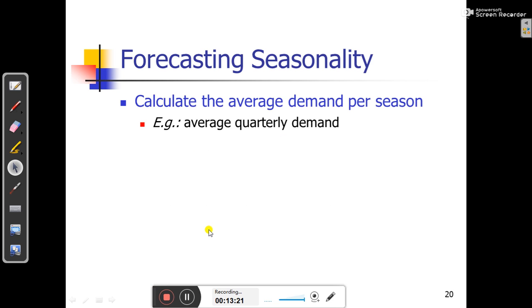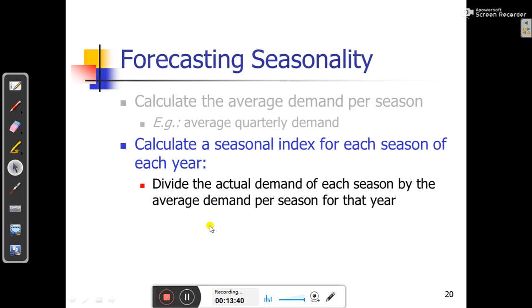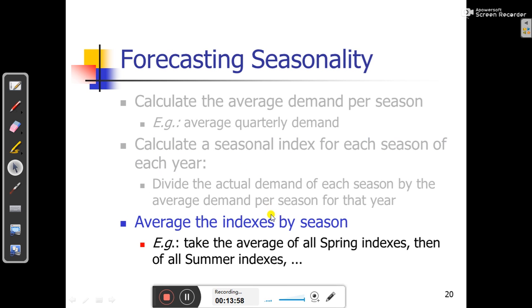So we can calculate the average demand per season. Suppose we want to calculate average demand per season, there might be different demand for different seasons, so we can also calculate that. Or we can calculate a seasonal index for each season of each year. It looks like we are trying to find a weighted index for a specific season. Divide the actual demand for each season by the average demand per season for that year. Average the indexes by season.